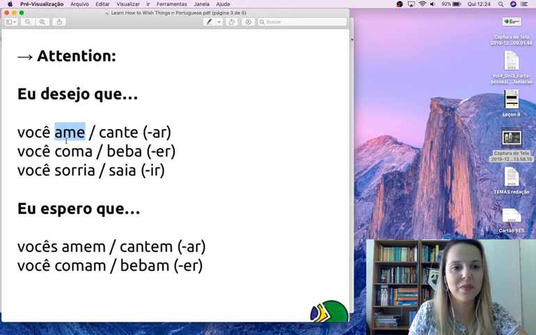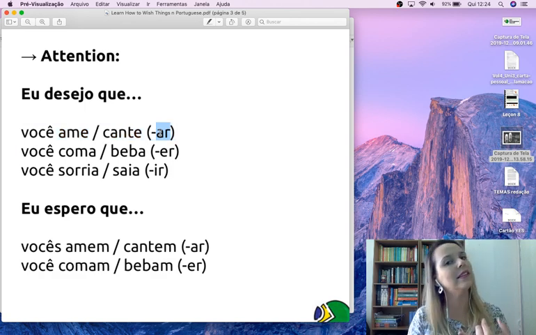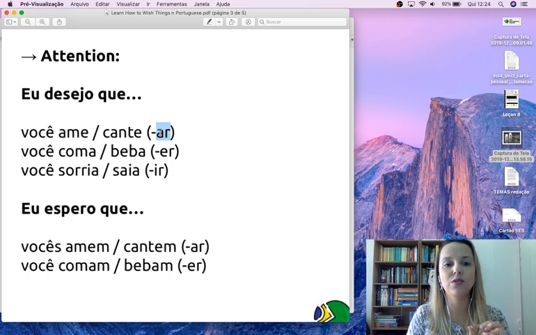Then I have to say, eu desejo que você ame. Okay? Ame. And here, you can see, I put in this line, guys, the verbs from the first conjugation, which means the verbs ending with ar, like amar, cantar, desejar, sonhar. So all of these verbs belong to the first conjugation because all of them end with ar. So these verbs conjugated with você will end in e. Que você ame, cante, sonhe, dance, etc. Okay?